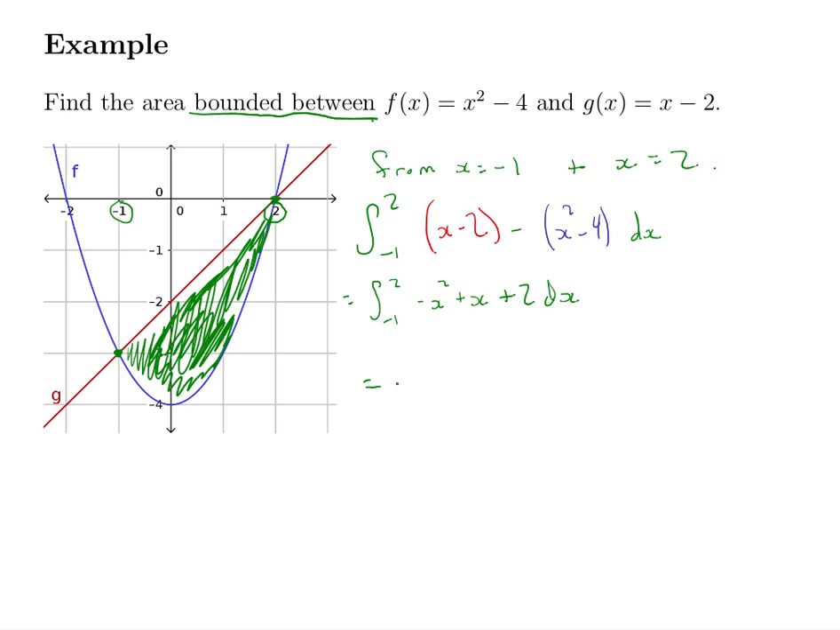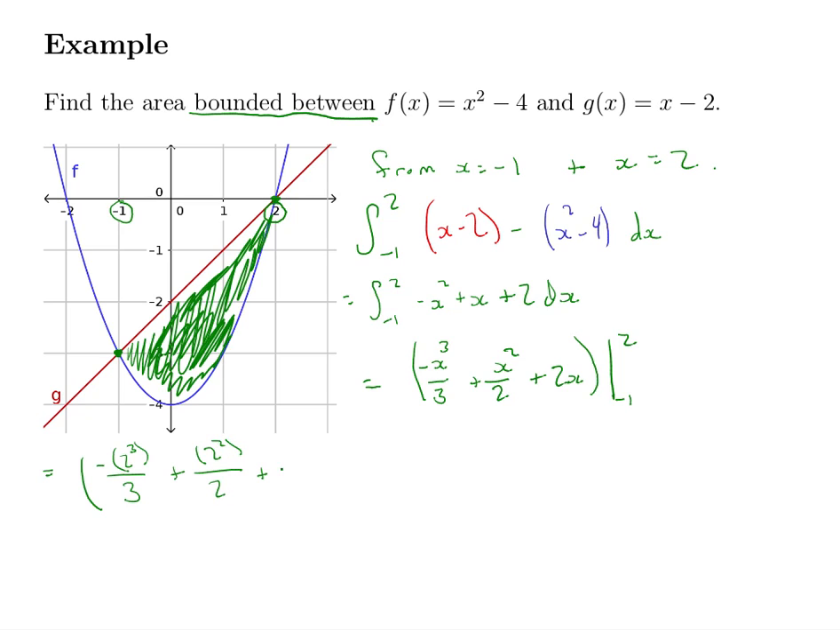Antiderivatives are not too bad. We're just going to increase our exponent by 1 and divide by that number. And here we've got -x cubed over 3 plus x squared over 2 and 2x. And we're going to evaluate this from -1 up to 2. Which means what we're going to do is we're going to plug in 2 first. So this is -2 cubed over 3 plus 2 squared over 2 plus 2 times 2.